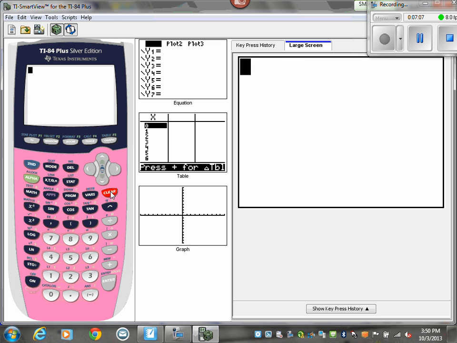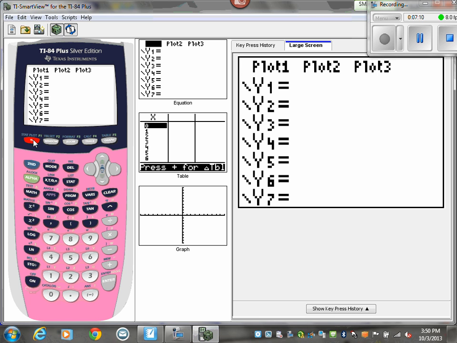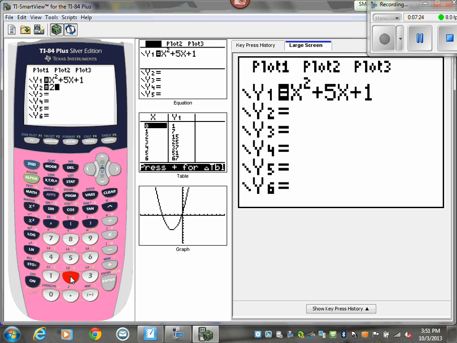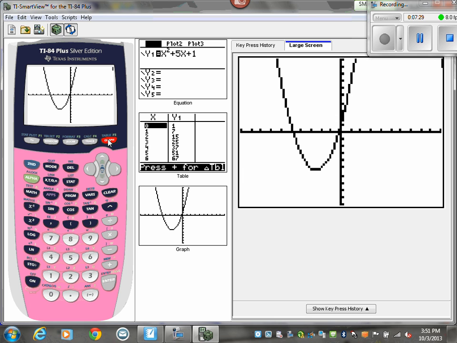So to use your graphing calculator, I'm going to go to y equals, and I'm going to type my two equations in. First one is x squared plus 5x plus 1. And our second equation is just 2. And I'm going to graph those. And here comes that parabola. I was a little bit off on what it is. And there comes that line y equals 2. So again, you can see that the intersection between these two is what I'm looking for.